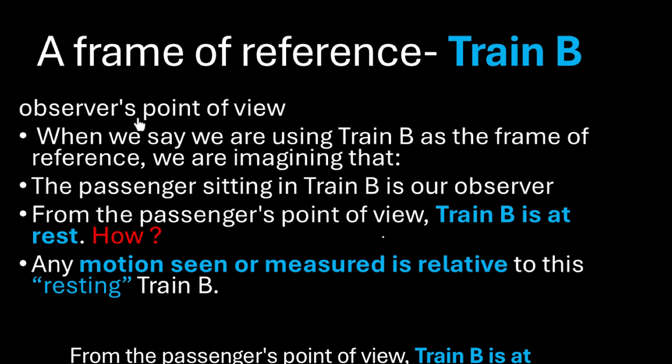So when we have the observer's point of view from train B, we can say that we are using train B as the frame of reference, which means we are imagining that the passenger sitting in train B is our observer. From the passenger's point of view, train B is at rest. Any motion seen or measured is relative to this resting train B. Now this phrase, train B is at rest, resting train B. How do we come to the conclusion that train B is at rest?